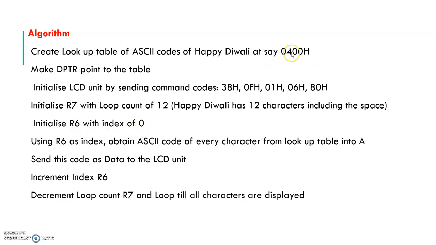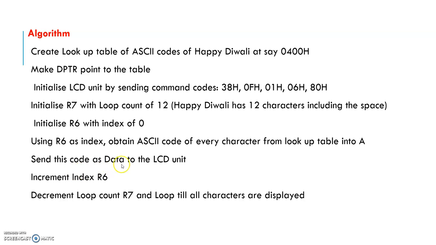It should start from the location 400 hex. So the next data should be taken from 401. So the index register also will be incremented. For that, we are keeping the index at R6, using R6 as index to get the ASCII codes of every character from the lookup table into A.